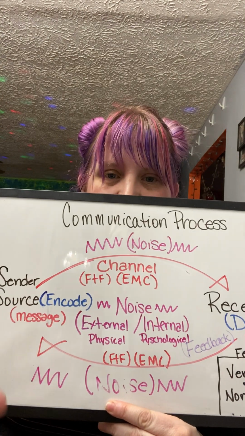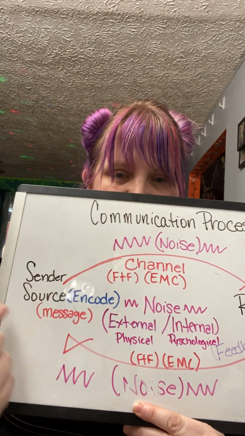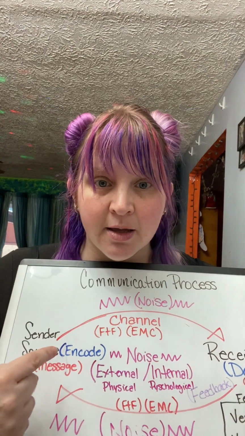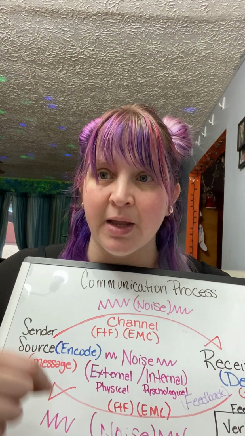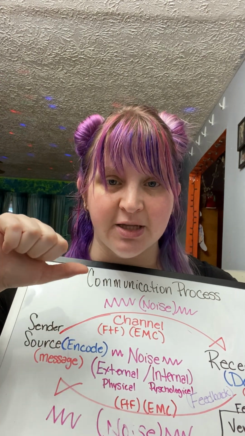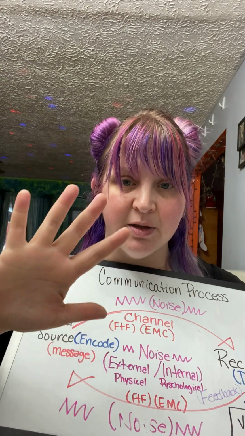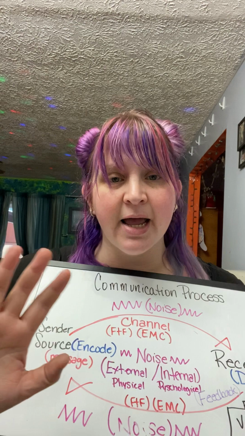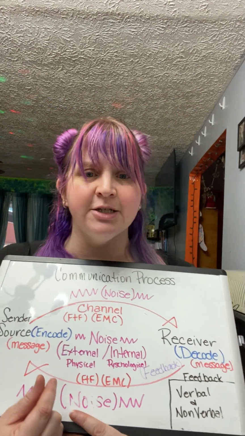The communication process starts with the sender. This is the source of the original message. The sender encodes a message. They choose what they want to say and how they want to say it based off of information that is given, their background experiences, what they know, what they feel, what they believe, and context of relationships with the person they're sending the message to. They then choose their channel, and channel can be face-to-face, electronic media communication, whatever it may be.